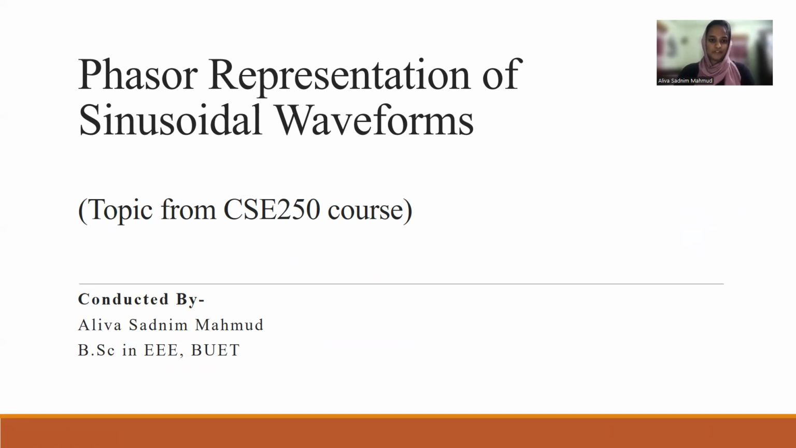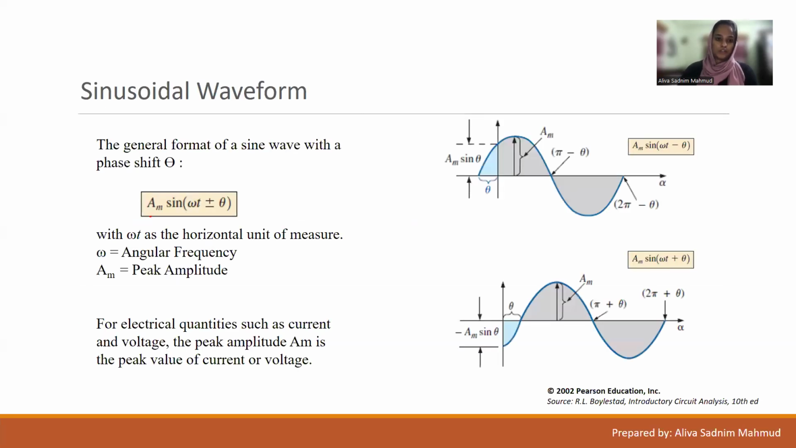Today, I will discuss phasor representation of sinusoidal waveforms, which is a topic from the CAC 250 course at BRAC University. So, starting with the general expression for sinusoidal waveforms, which looks like this. Here, omega is the angular frequency and AM is the peak amplitude of oscillation. In AC circuits, electrical quantities like voltage and current may have waveforms which look like these sinusoids.